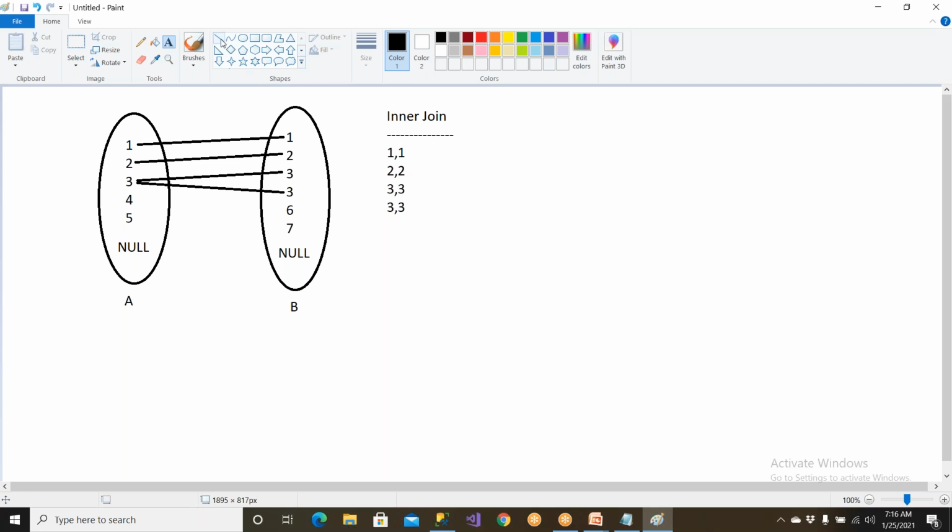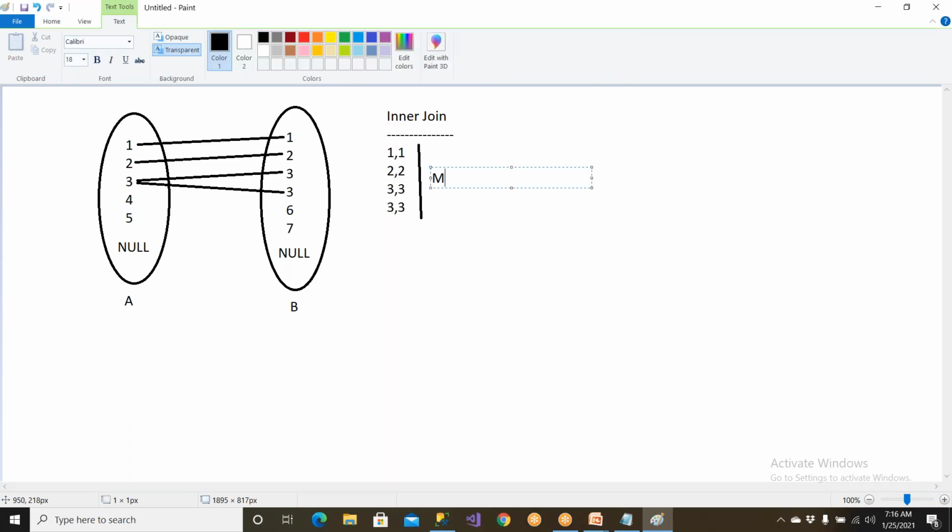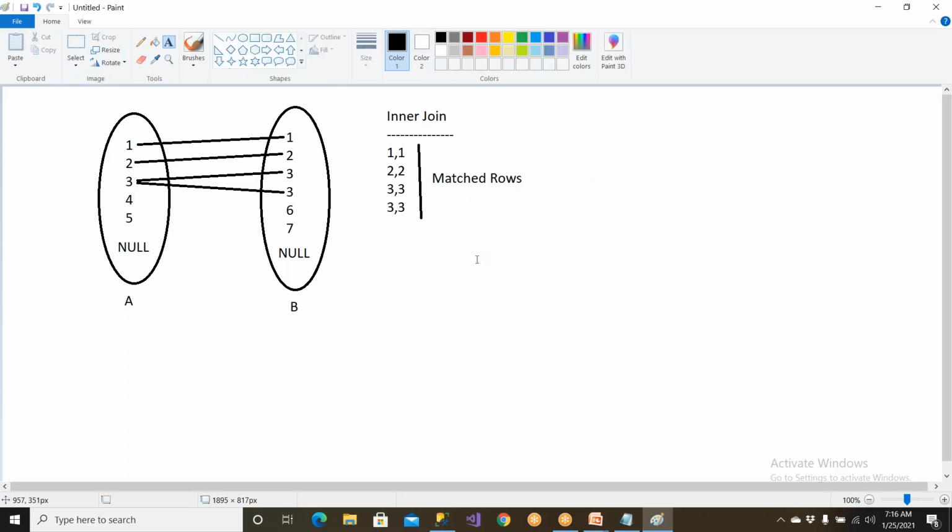So this is always inner join. Inner join always gets you matching data. That's it. Very, very simple. Matched rows are given to you. So when you're getting matched data, that is what is called inner join. Clear? So this is what is called inner join.